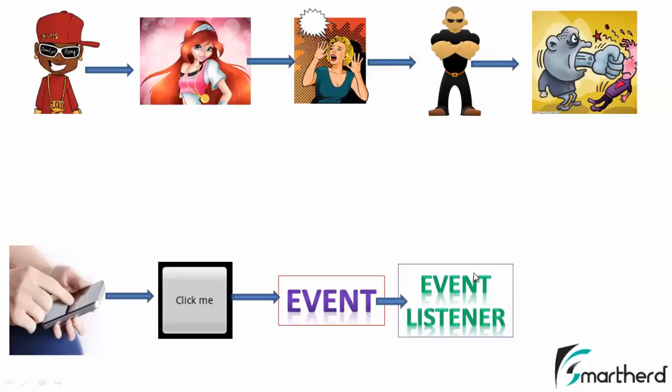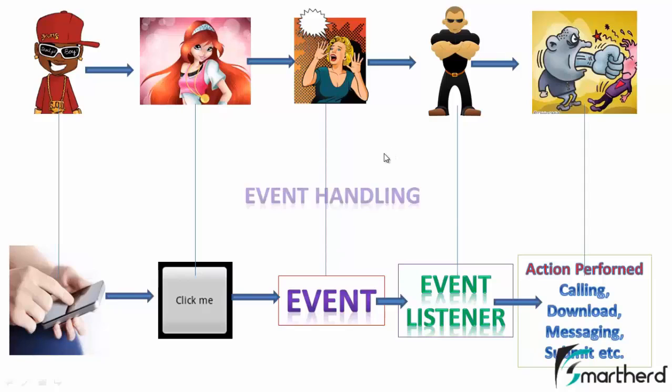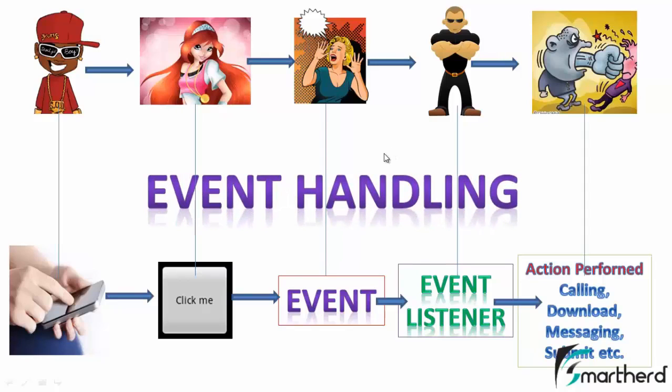So it is the event listener that responds to an event, and this event listener ignites a functionality, or you can say it performs an action such as downloading, calling, messaging, or submitting a registration form, whatever you can say. Now these two parallel processes you can interrelate with each other. This is an event, this is an event listener, and the action is performed here. This whole process is known as event handling in Android. So this was the basic stuff of how things go on.